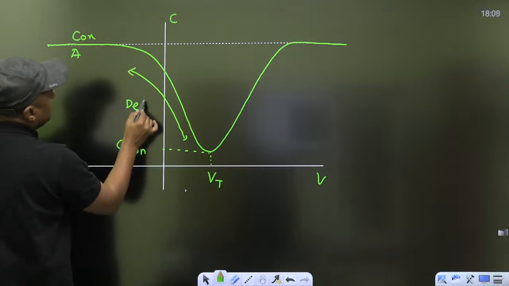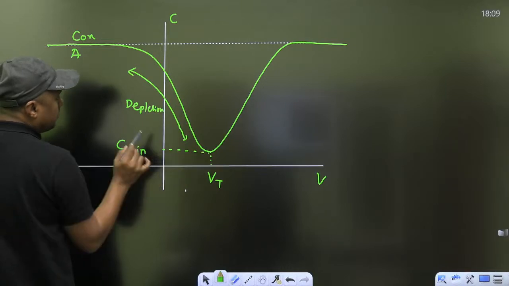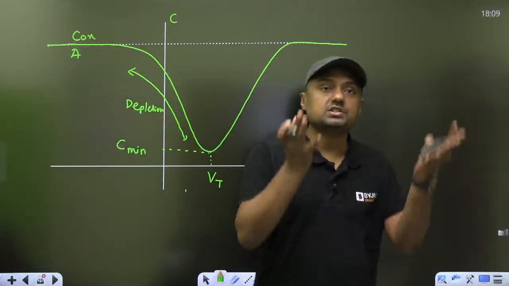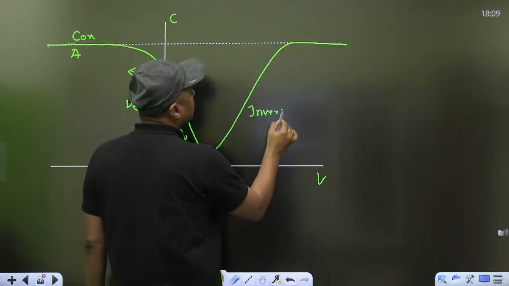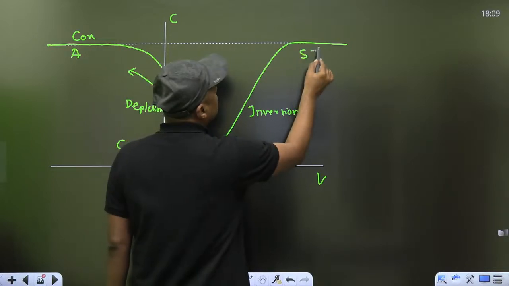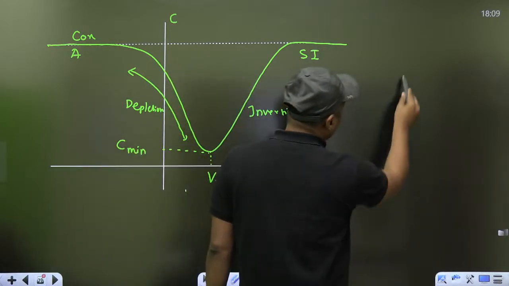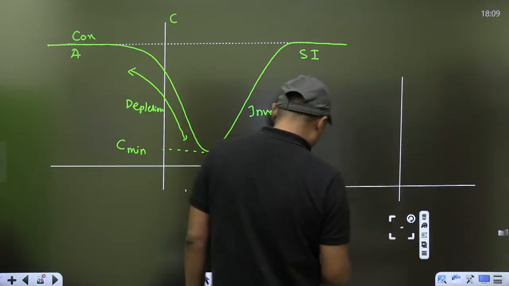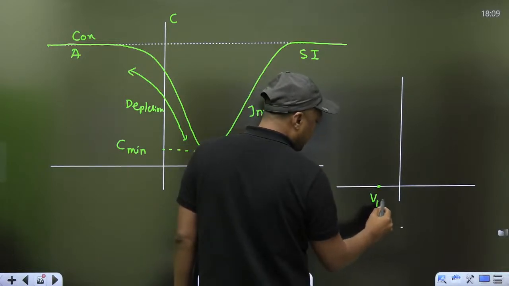Here the depletion layer increases and it reaches maximum at VT, and after that there is no change in the depletion layer. Inversion has started. This is called inversion and that is called strong inversion. So when we compare the flat band voltage, it is negative. This is the flat band voltage here for a P-type body, N-channel MOSFET.